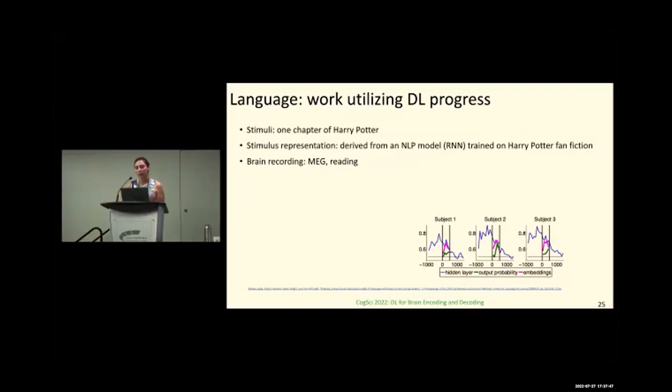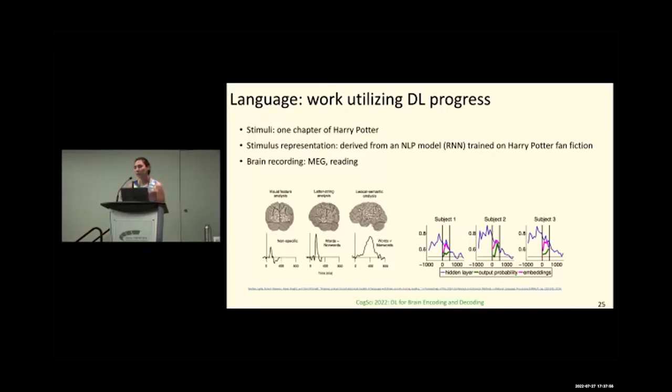And so what they see is that this pink line here, we see a rise in predictability of the image recordings, and it peaks around 400 milliseconds, which we know from the neuroscience literature is where semantic processing is happening, so between 400 and 600 milliseconds after a word is first presented. So the word embeddings from these models align quite well with the MEG recordings.